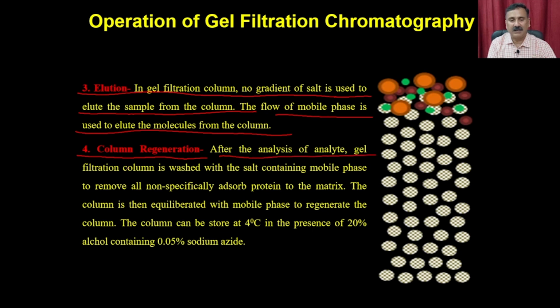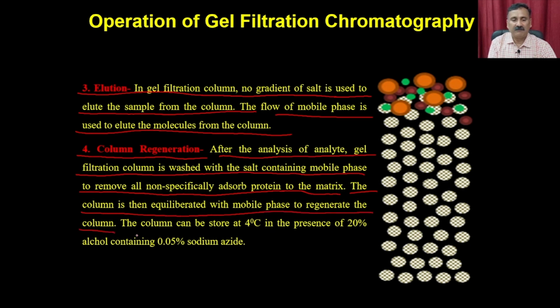After the analysis of the analyte, the gel filtration column is washed with a salt-containing mobile phase to remove all non-specifically absorbed protein from the matrix. The column is then equilibrated with the mobile phase to regenerate the column. The column can be stored at 4 degrees in the presence of 20% alcohol containing 0.05% sodium azide. You know that sodium azide is bactericidal, so it will not allow bacteria to grow, because most of these columns are made up of sugary beads, right? They are made up of Sephadex or agarose, and agarose is nothing but a sugar, so they are very susceptible to damage.